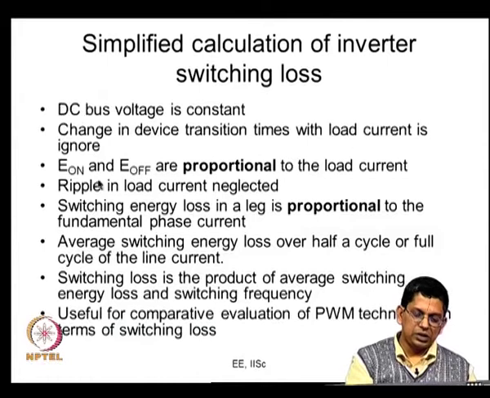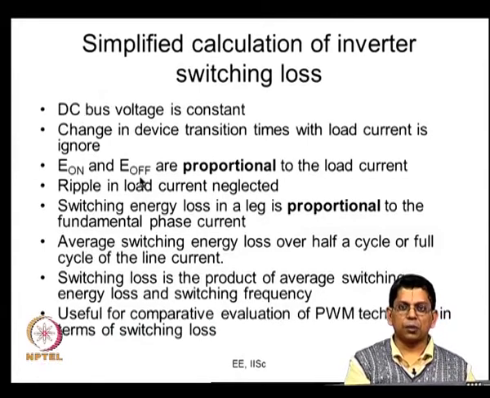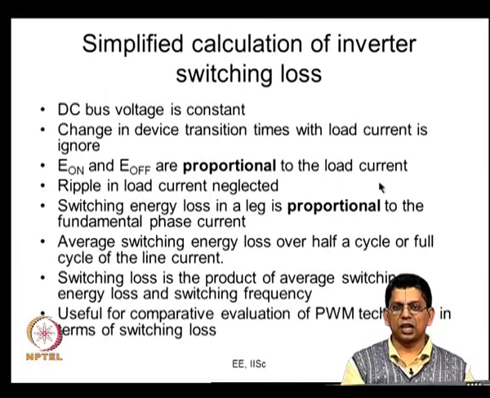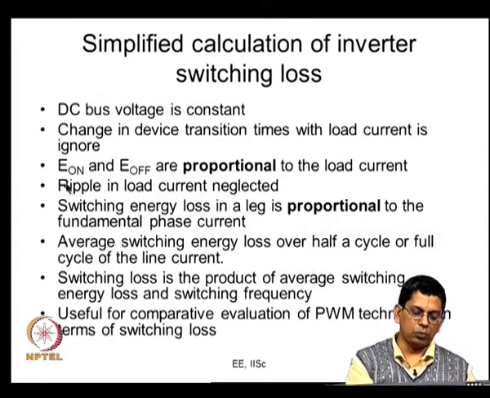Then there is E on and E off. They depend on a number of things. We are taking them to be proportional to the load current, whatever is the current being switched, we are saying E on and E off are proportional to that. And this load current itself has a fundamental component and harmonic components. The sum of all the harmonic components is ripple.